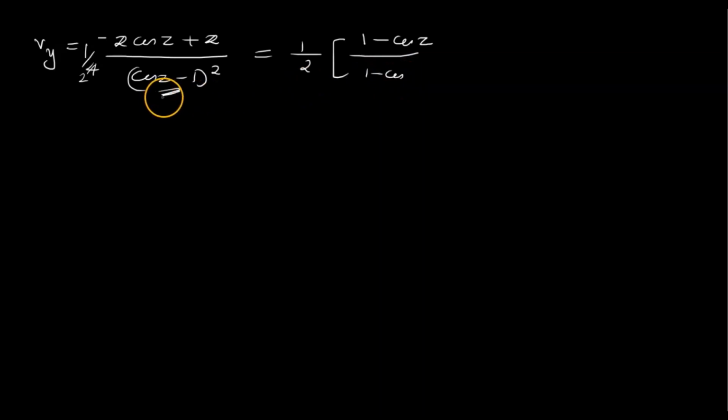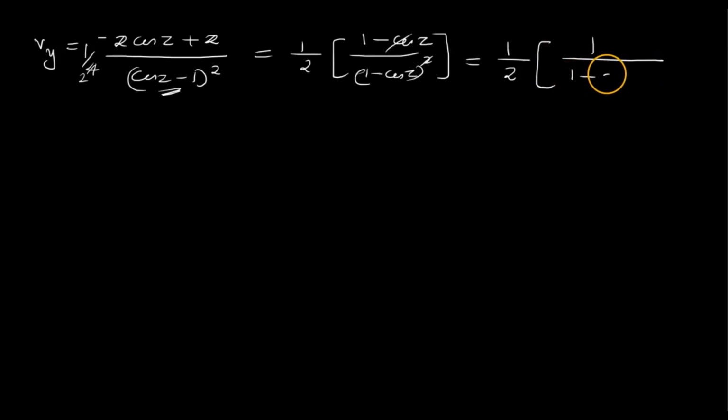This is because a minus b whole square and b minus a whole square are the same square term. So cos z minus 1 whole square and 1 minus cos z whole square are the same. So we can cancel it with the numerator. So we get 1 by 2, 1 by 1 minus cos z. This is our Vy at z0. Now let's check what is Vx at z0.